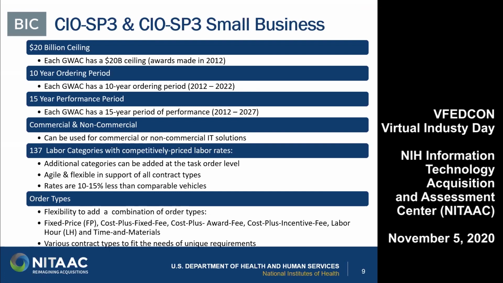Commercial and non-commercial IT solutions. There are 137 labor categories with competitively priced labor rates, and you can add additional labor categories at the individual task level, and the rates are less than comparable vehicles. And also, again, the flexibility to come up with a combination of ordering types on your order. So again, fixed price, cost plus fixed fee are the 2 most likely ones, but you can also use some of the incentive fees like cost plus award fee or incentive fee, and labor hour and T&M. And that will help you tailor yours to get the best results for your set of unique requirements. Each GWAC has a $20 billion ceiling, and that is something that we don't have to worry about exceeding the ceiling. Next slide, please.